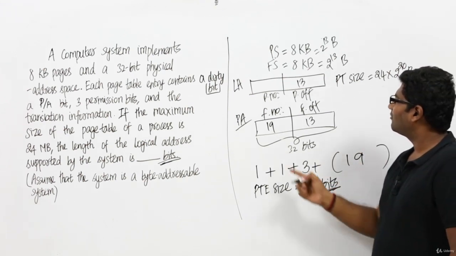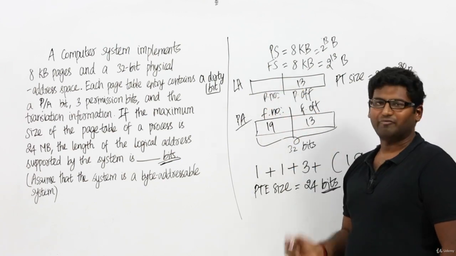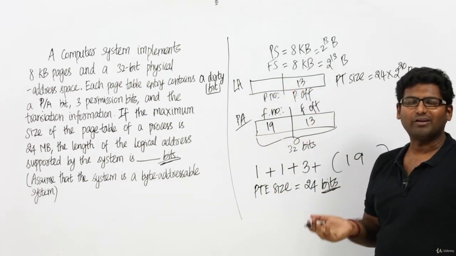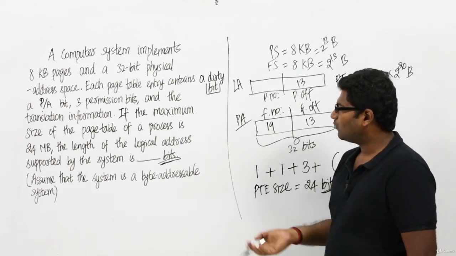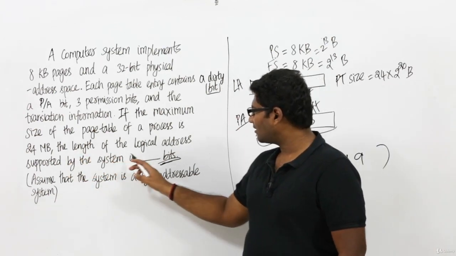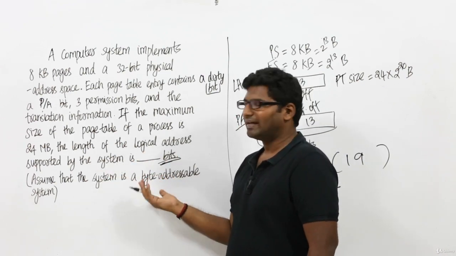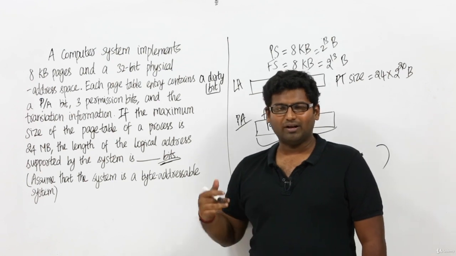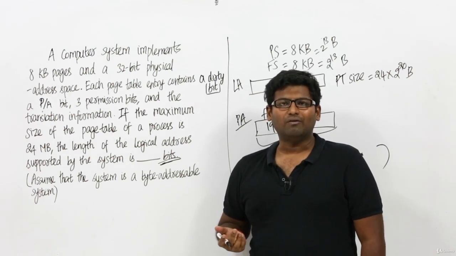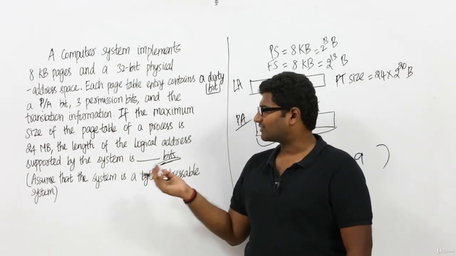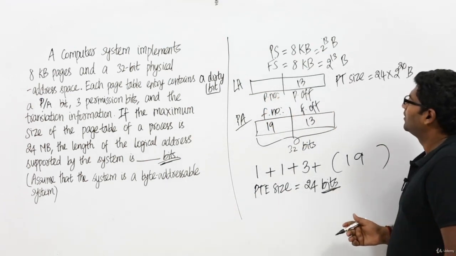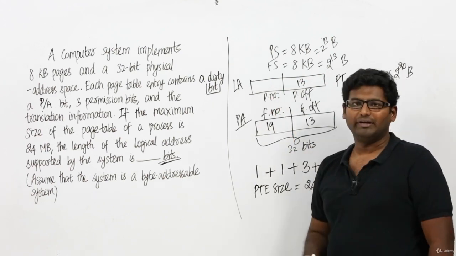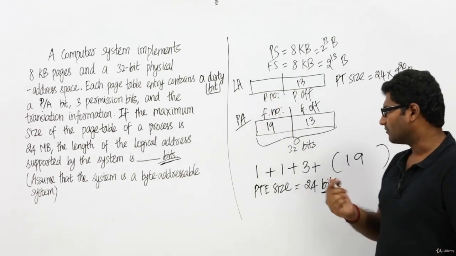Now in case we can find out the number of bits in the page number field, then we can add both of them and that is the total length of the logical address. And that is what they have asked, right? They are asking the length of the logical address supported by the system is dash bits, which means the logical address generated by the CPU will have how many bits? That is what they are asking. So one thing we can understand from this is we need to calculate this page number field. In case we calculate it, the problem is done.